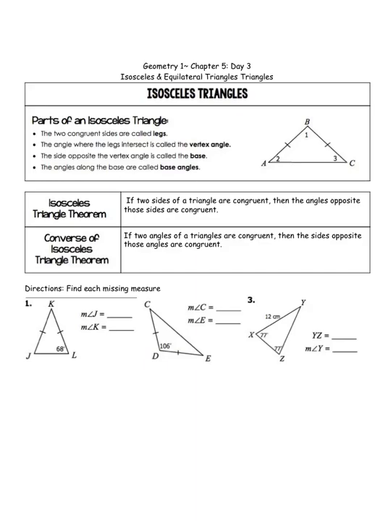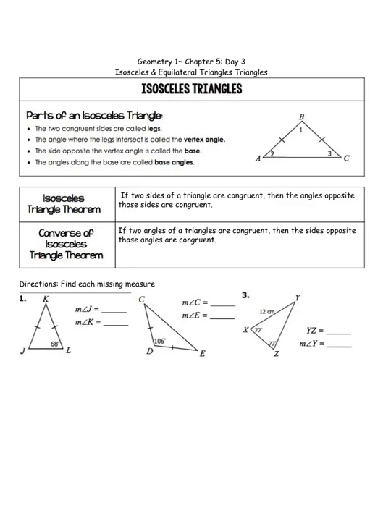All right, we're going to talk about isosceles and equilateral triangles. So, parts of the isosceles triangle. Isosceles triangles have two congruent sides, and we call those legs. And the angles where the legs intersect are called the vertex angles.